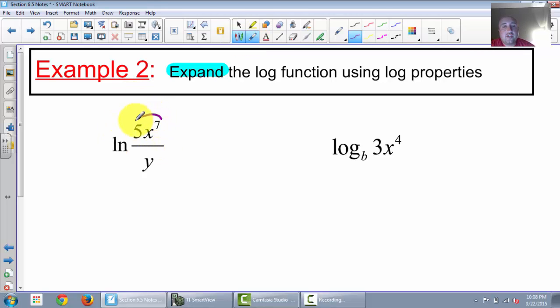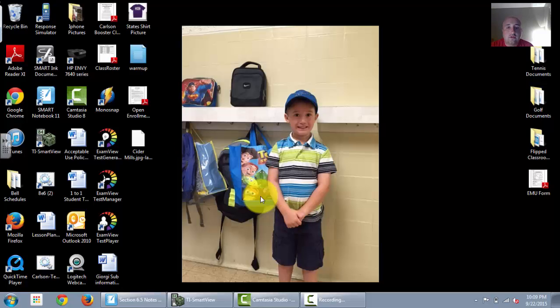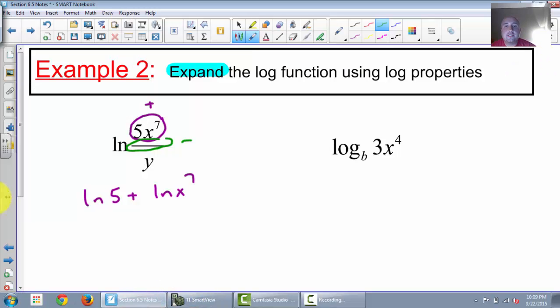On the top here we have 5 times x to the 7th. So I'm going to separate the times with a plus. So I have ln of 5 plus ln of x to the 7th. And then notice I have a division bar. What is the sign for division? Well, that's minus. That's the quotient property. So now I'm going to use the minus, and then what's on the bottom? y, so ln of y.